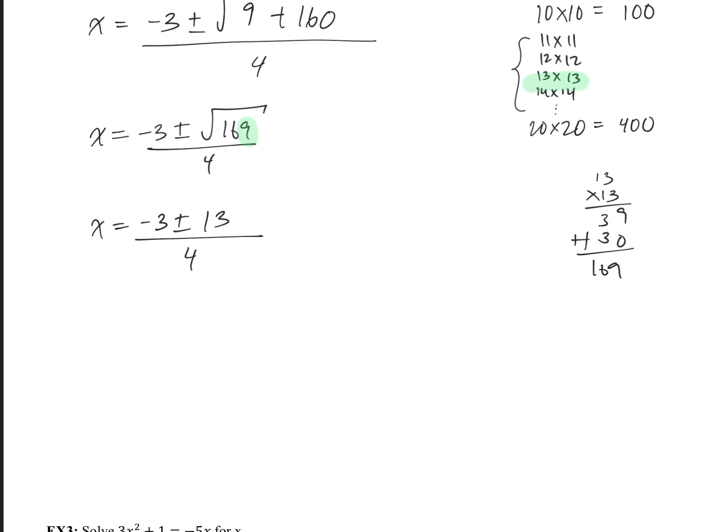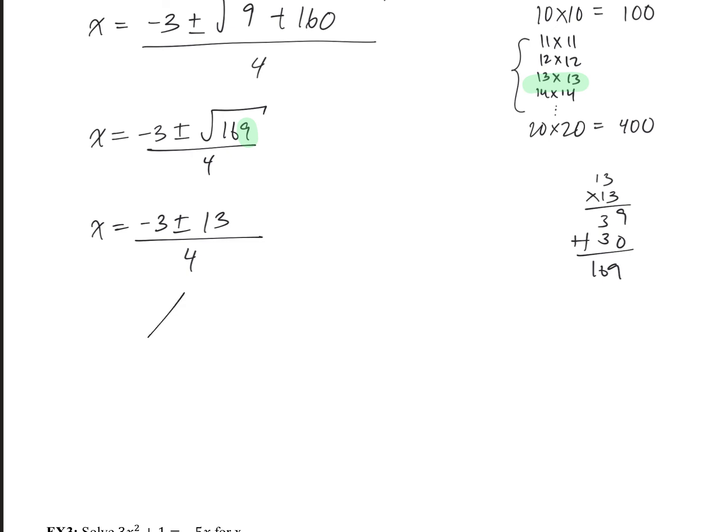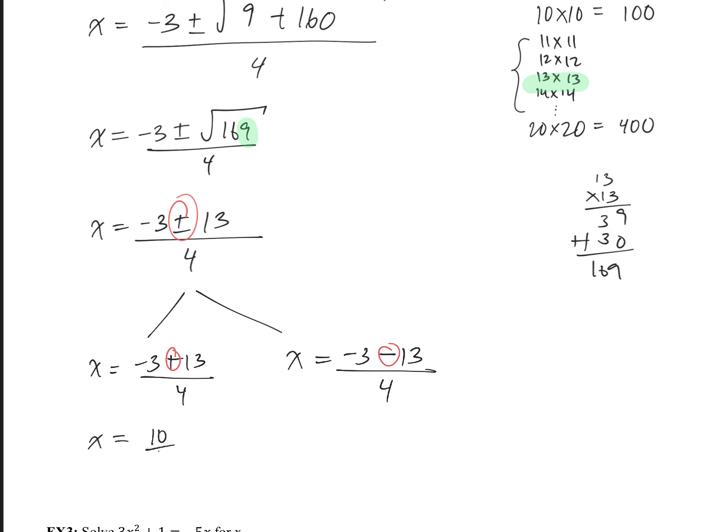And because all of these are nice perfect numbers, we're going to go ahead and split them. So x equals negative 3 plus 13 divided by 4, or x equals negative 3 minus 13 divided by 4. Once again, we're splitting up that positive or negative, the positive version and the negative version. So then x is going to equal 10 divided by 4, which simplifies into 5 over 2. You can leave the simplified fraction, don't need to do a decimal. And x equals negative 16 divided by 4, which is going to equal negative 4.